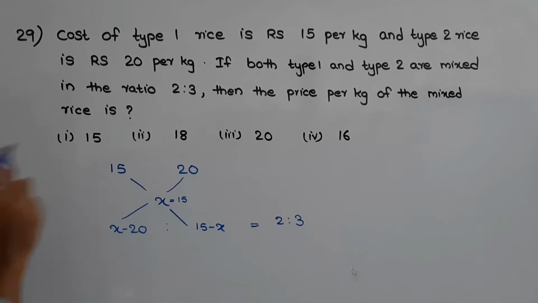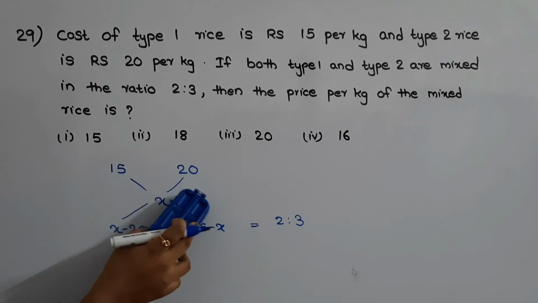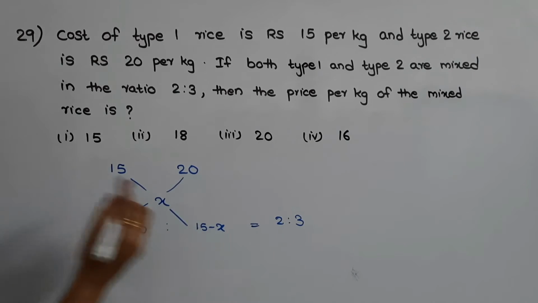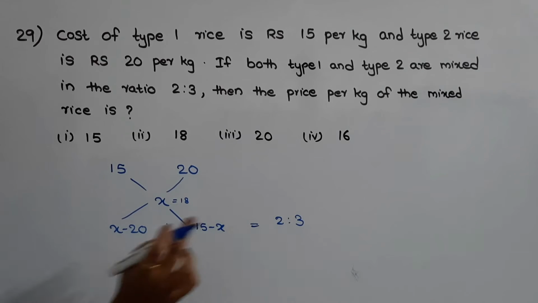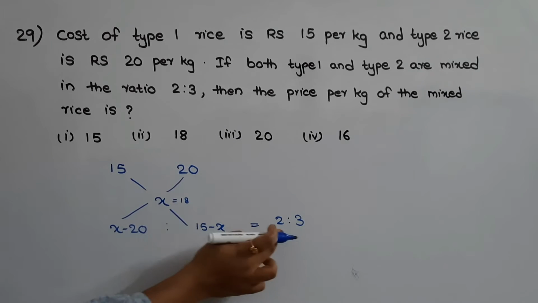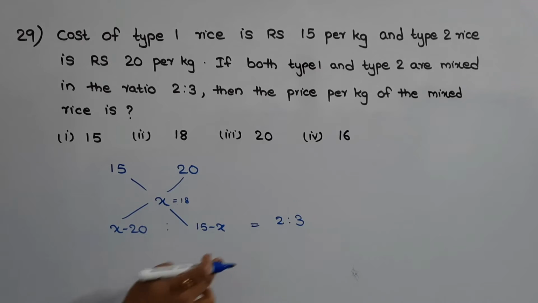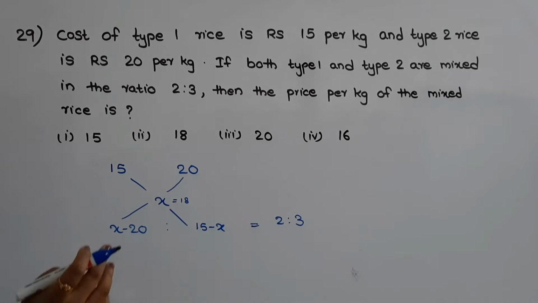Now let us substitute the second option, that is X is equal to 18. So 18 minus 15 is 3 and 20 minus 18 is 2. So we are getting the ratio 2:3. So we can say that option 2 is the right answer. This is one method of doing the problem.